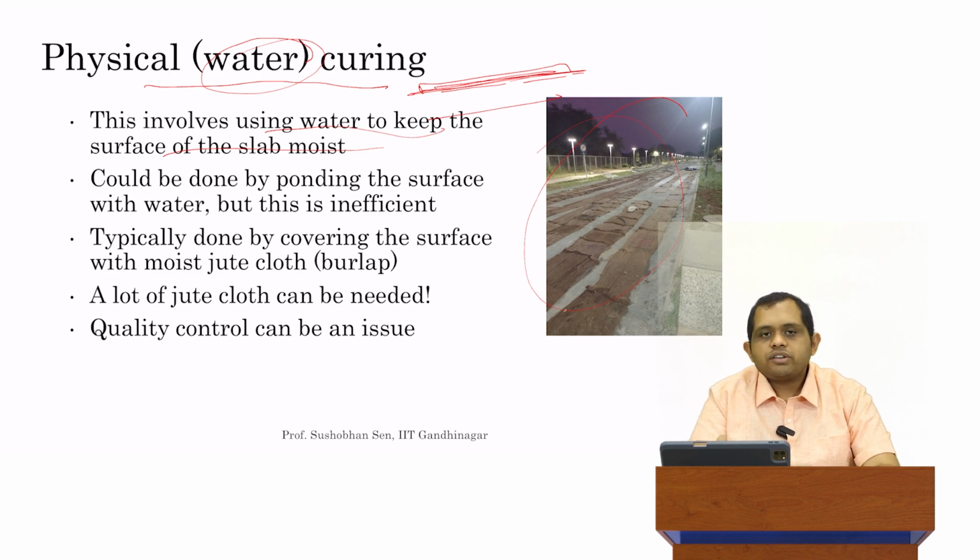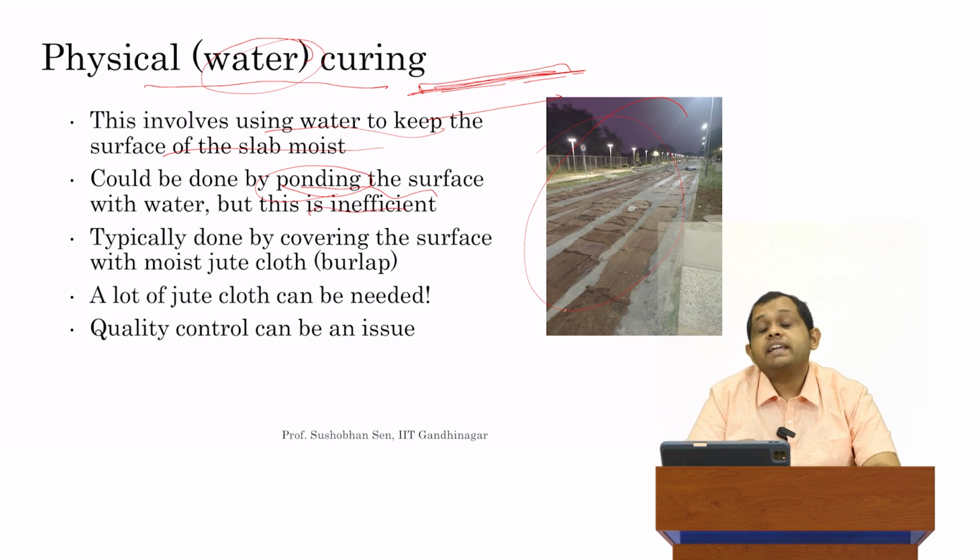Now, there are various ways to do this. One way, which used to be used in the past, but it's actually a very, very inefficient method, is called ponding. That is, after the concrete sets in a couple of hours, we don't do it initially, but after the concrete sets in a couple of hours, we just flood it with water. So you just take a hose pipe and you spray it with water, and we call this ponding because you basically create a little pond of water on top.